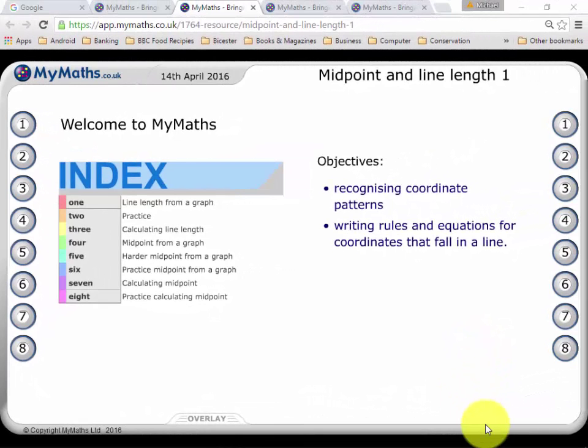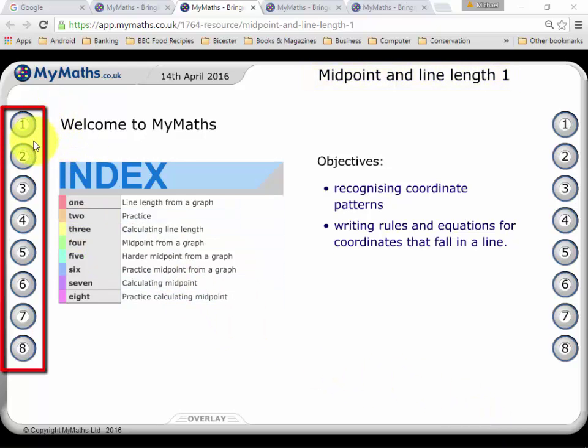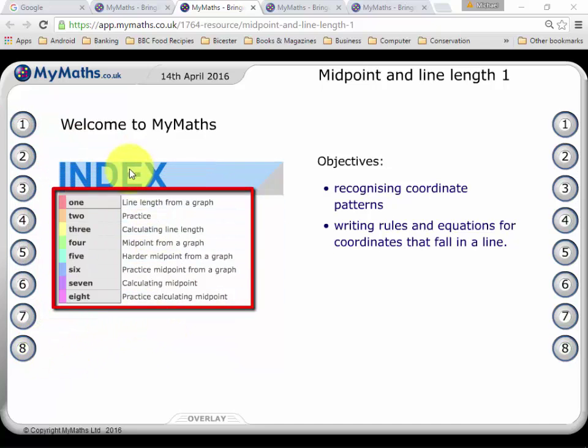What we're looking at now is the activity set on midpoint and line length, and there's two parts to this. We're only doing part one. You can see there's 8 stages to this down the left hand side, 1, 2, 3, 4, 5, 6, 7 and 8, or you can go into the index 1, 2, 3, 4, 5, 6, 7 and 8. Each of these has got its own heading, and we'll start with number 1.